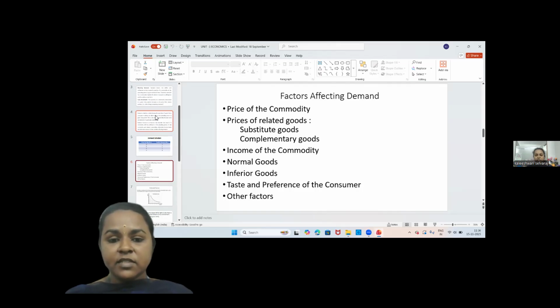And then comes the taste and preference of the consumer. The taste and preference of a consumer differ from individual to individual. So these are some of the factors contributing towards the demand for a commodity. And there are some other factors also contributing towards the demand for the commodity, which are further discussed in this chapter.